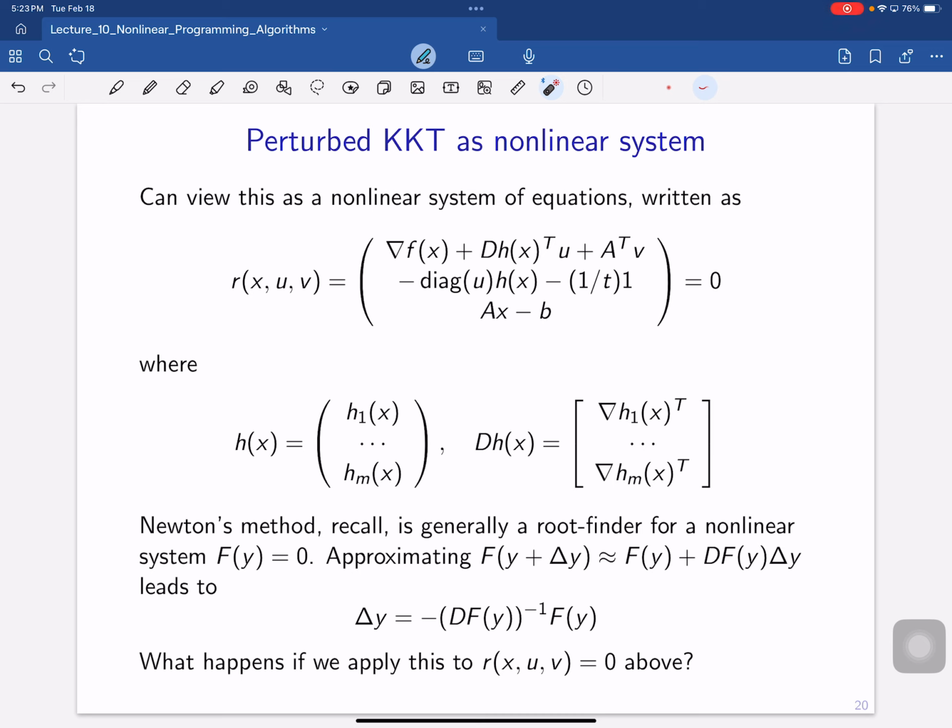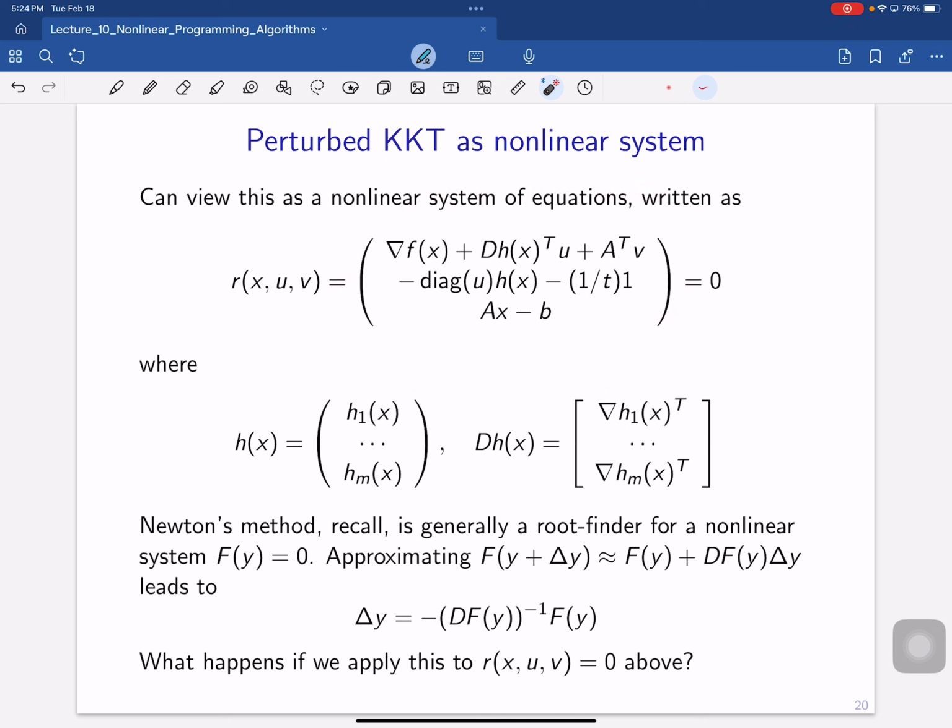So now let's apply Newton's method for root finding, right? So the way you would do that is approximate the nonlinear equation, use a first order Taylor series expansion, right? The first order Taylor series expansion at y, then if you perturb it by delta y, is nothing but f of y plus the Jacobian times delta y, right? And similarly, you could apply this scheme to this system of nonlinear equations, right?